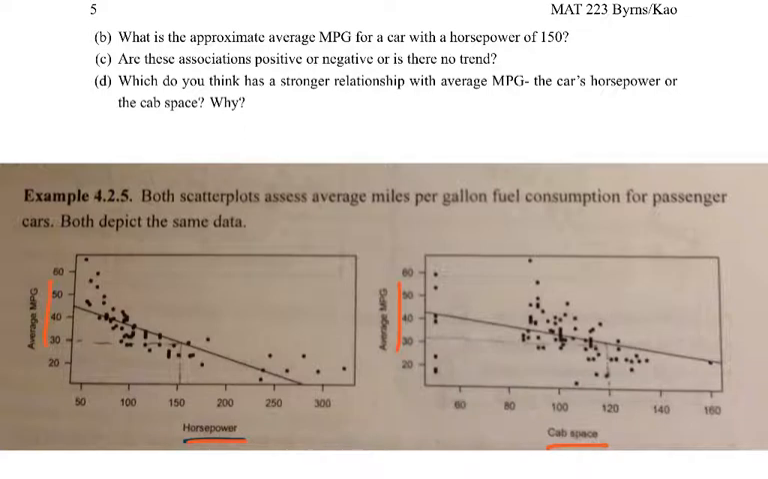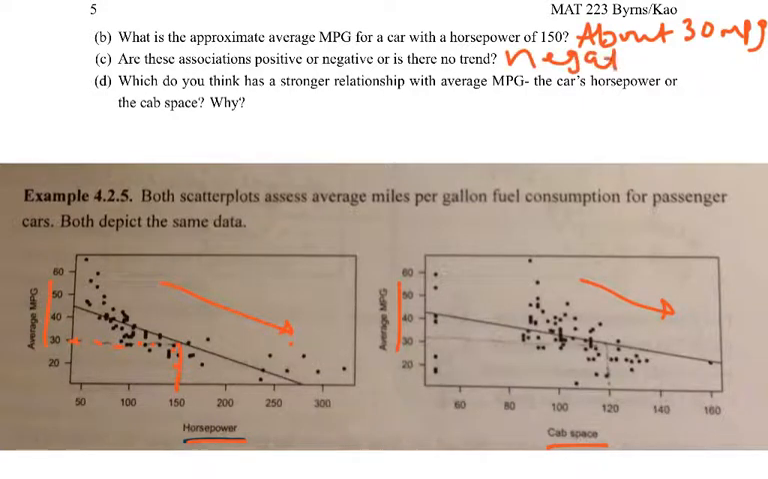Part B of the question says, what is the approximate average miles per gallon for a car with a horsepower of 150? They're just trying to get you used to reading what you're looking at. So if I look at the first graph, horsepower is here, and if we trace it up, and I'm just estimating it, the average looks to be around maybe 30. So I'm going to say this is about 30 miles per gallon. Are these associations positive or negative, or is there no trend? Hopefully you see they're both going downwards, and so in both cases we will have a negative trend.